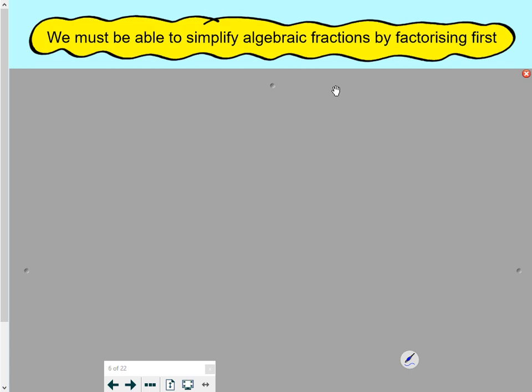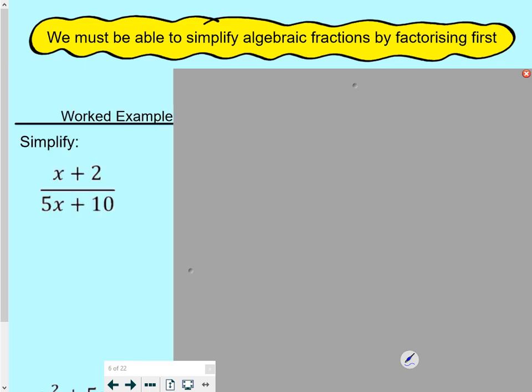Now, sometimes they're not going to make it so easy to simplify these fractions. Sometimes we're going to have to factorize first to put it into a form where I can start to cancel things out. So we might get something like this: x plus 2 and 5x plus 10.